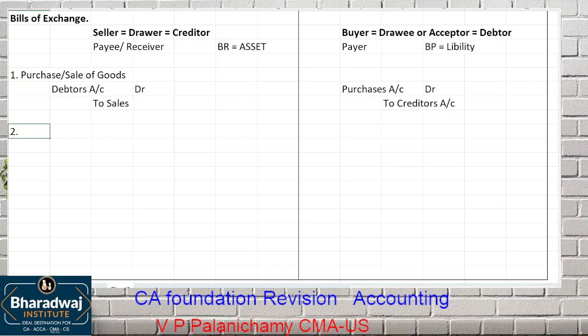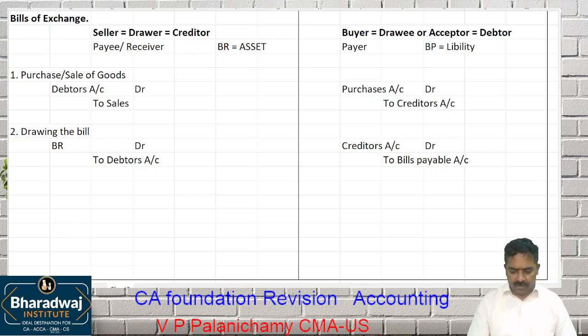Then number 2, for drawing the bill. When the bill is drawn, the first party will pass: Bills receivable account debit, to debtors account. Once bills are drawn, they are removed from debtors account and called bills receivable. He is accepting the bill, so he will pass: Creditors account debit, to bills payable account.